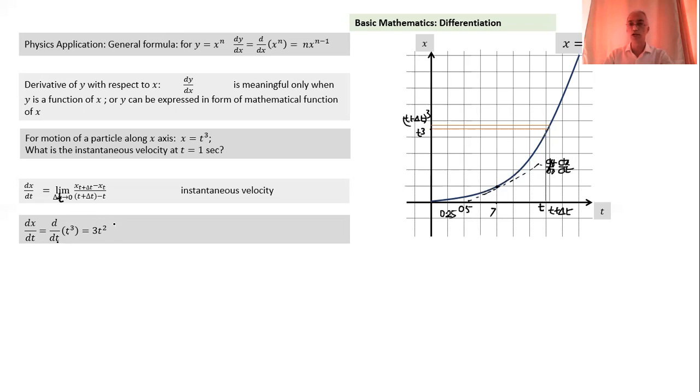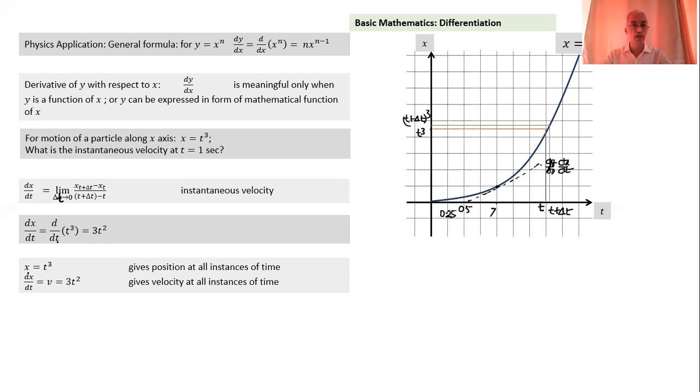It gives you a general expression for instantaneous velocity. So we know the velocity at all instances of time. What we understand is that this equation x is equal to t cubed is a mathematical relationship between position and time. This derivative gives you a relationship between velocity and time. So we can calculate velocity at all instances of time in one shot. Without the differentiation concept, this would have been a very tedious task. It is made much simpler.